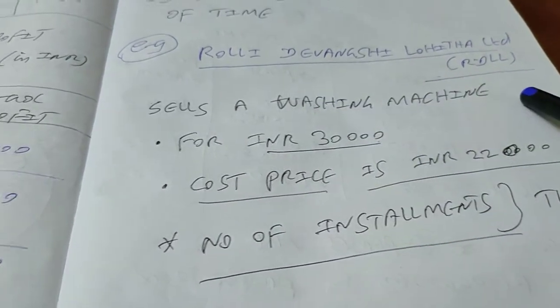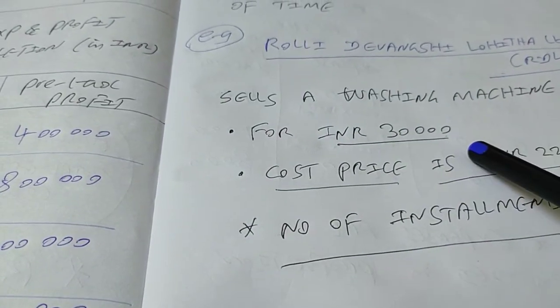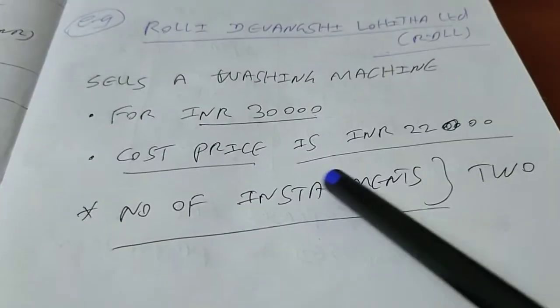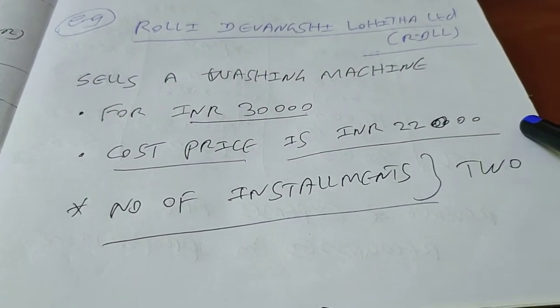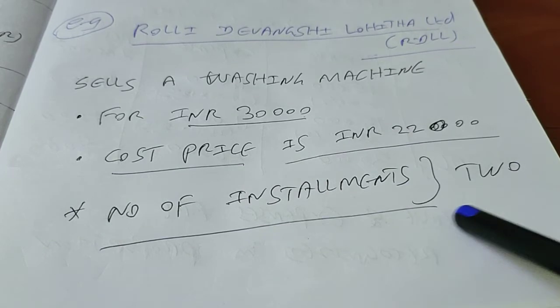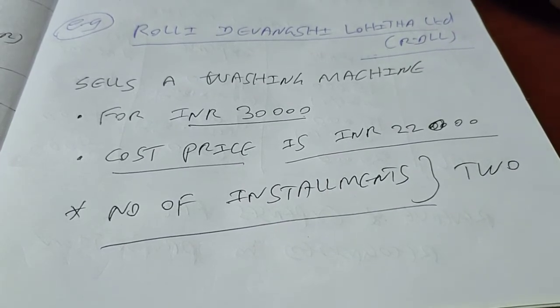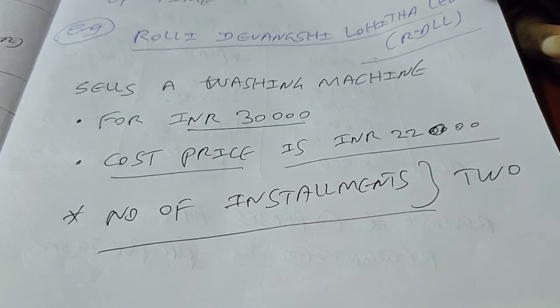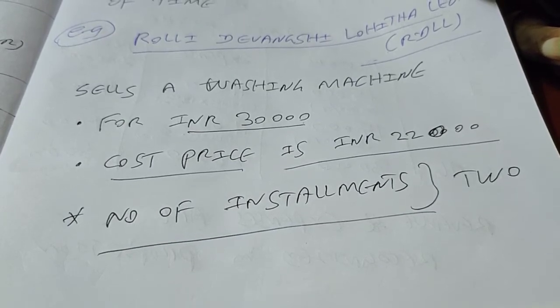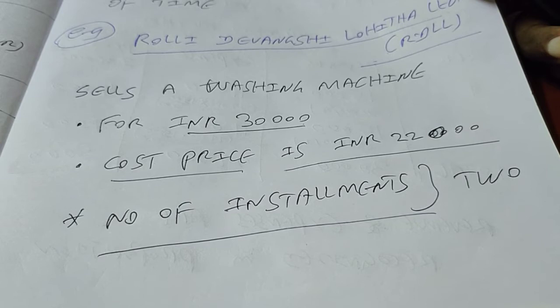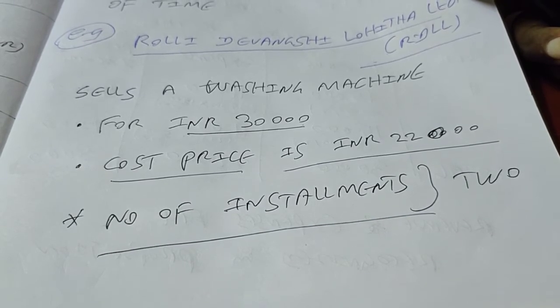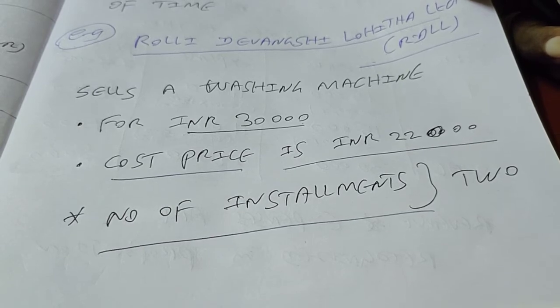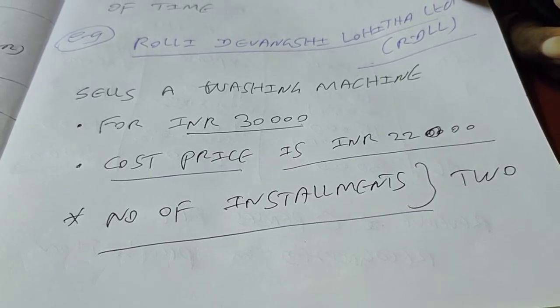It sells a washing machine to a customer for INR 30,000. The cost price is INR 22,000 for the company, and it gives 2 installments to the customer. That means the customer is going to pay the total agreed price of 30,000 in 2 equal installments. That means he is going to pay 15,000 INR in the first installment, and the remaining 15,000 INR in the second installment. So the total cost is 22,000.